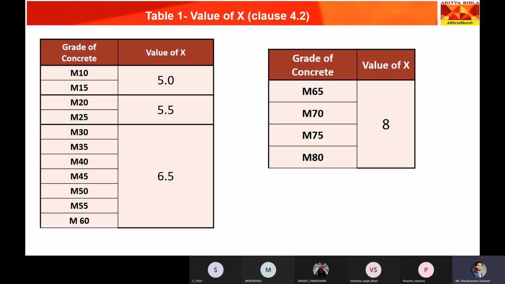According to table number 1, clause number 4.2, here you can see the value of X. If you design M30, grade of concrete, at that time you take the X value as 6.5. Similarly, for M30 to M60 you can take 6.5. For above M65 to M80 you can take 8 as the value of X.